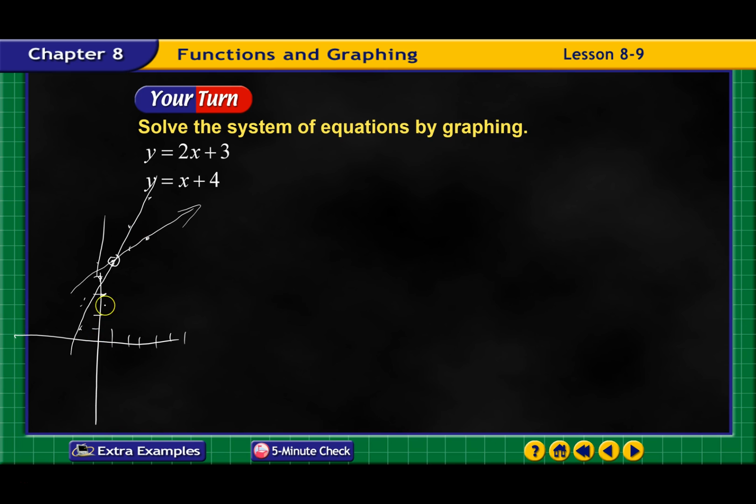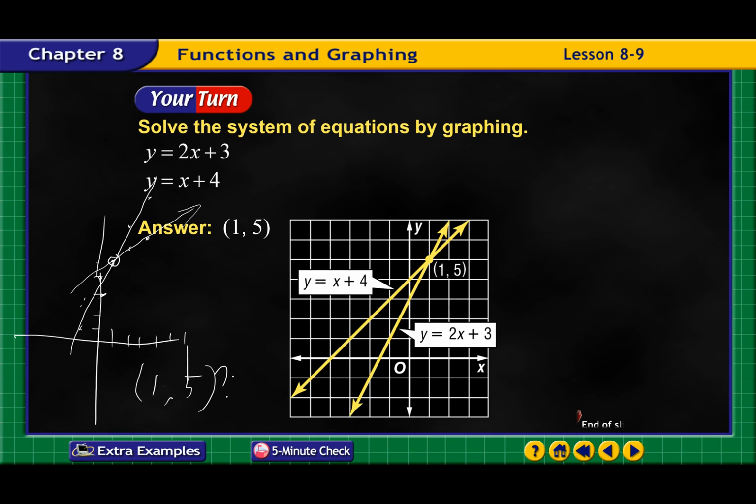So I'd say that'd be at 5, 1. So 1, 2, 3, 4, 5. Yeah, 5. So 1, 5. Sorry, I flipped those. X is 1, Y is 5. That's what it looks like to me. And the book agrees. I like it when we all agree.